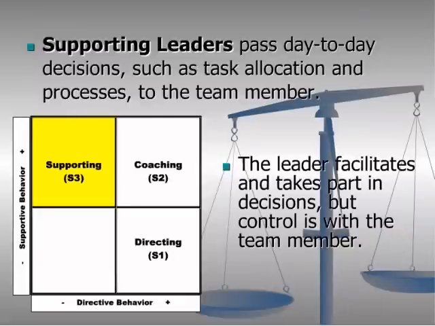Supporting leaders pass day-to-day decisions, such as task allocation and processes, to the team member. The supporting leadership style is used in groups that are not yet comfortable in making decisions, but the members of your team have the experience or ability to do the job. The leader may use this style to support the members of your team when they are disappointed in progress, or when outcome expectations are not immediate. In the supporting leadership style, the leader facilitates and takes part in decisions, but control is now with the team member.